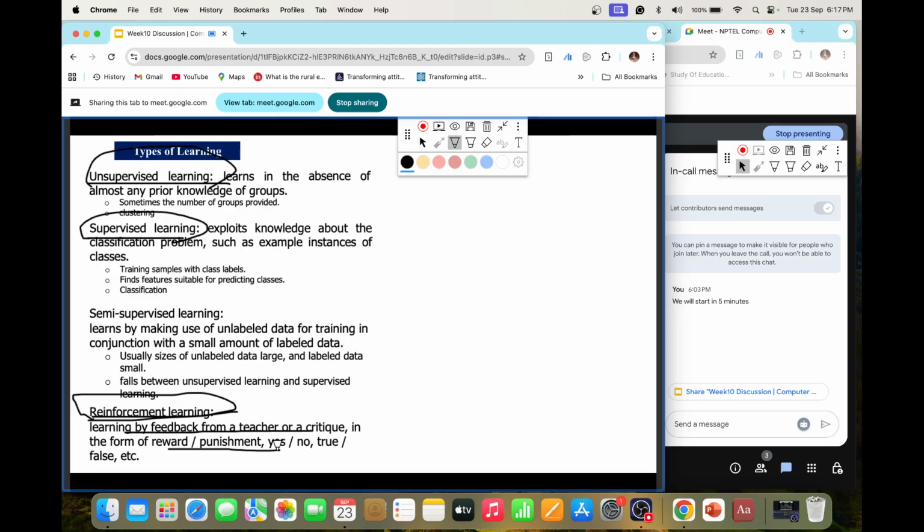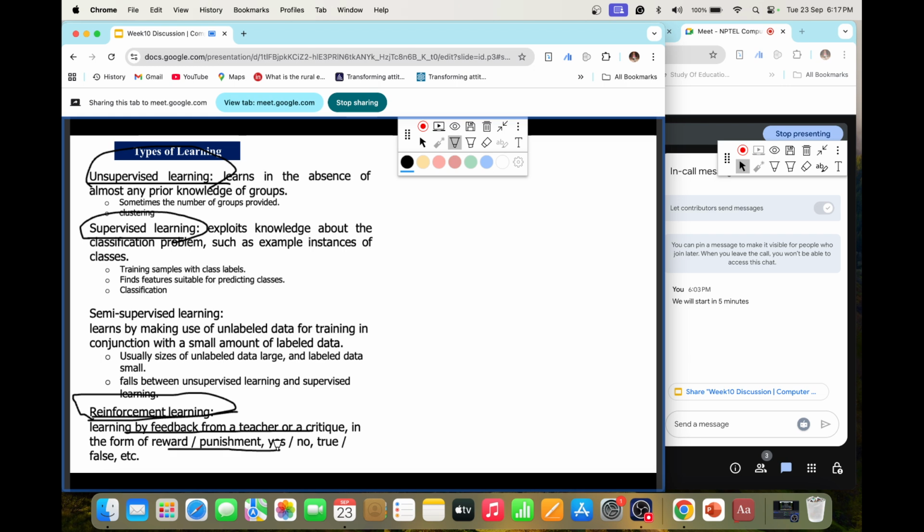For example, whenever you are cycling, you do not have prior knowledge, so you could say it is unsupervised learning, but unsupervised learning is very loose, so that is not it. Here, whenever you are learning to cycle, you are pedaling and you are trying to do those things by which you should not fall. If you fall by doing something, you will never do it again.